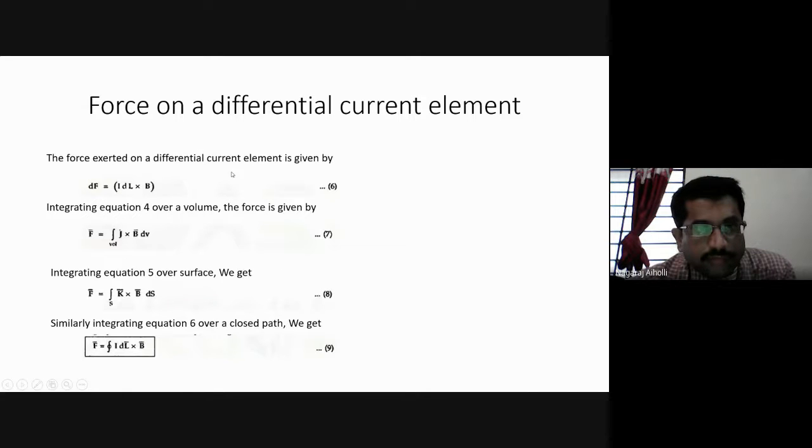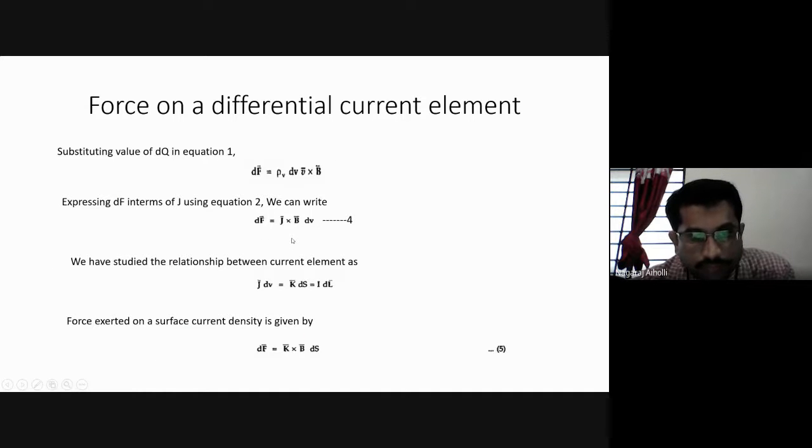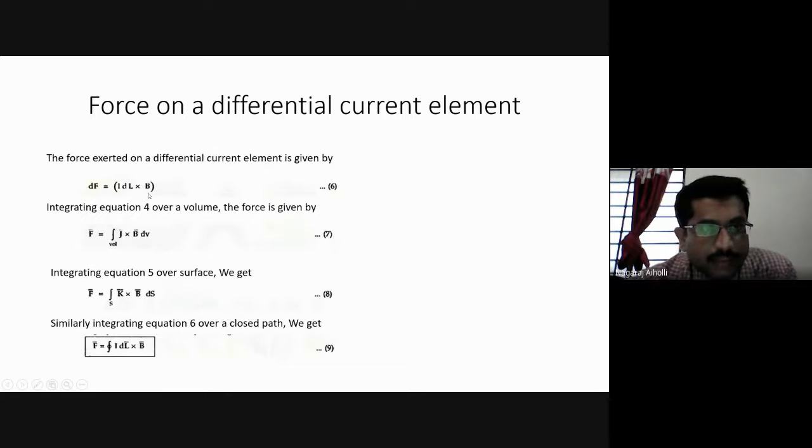Similarly, the force exerted on a differential current element is what we are interested in. We are finding the equation for the force on a differential current element, I dl. It is given by dF equals, instead of J bar dv, substitute I dl bar, so we get I dl bar cross B bar. Take it as equation number 6.